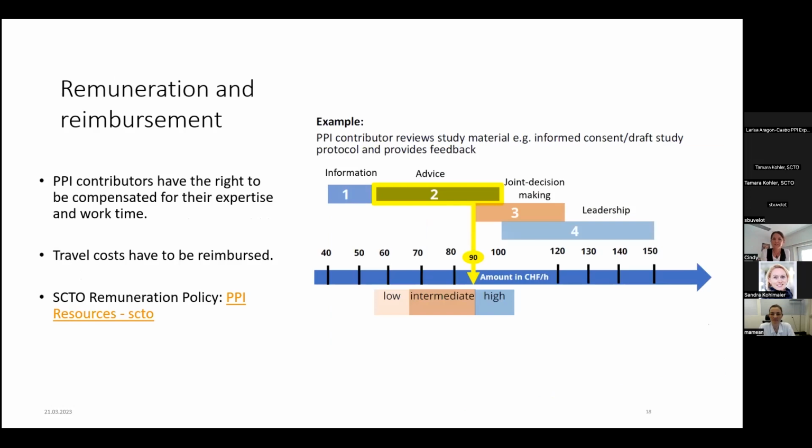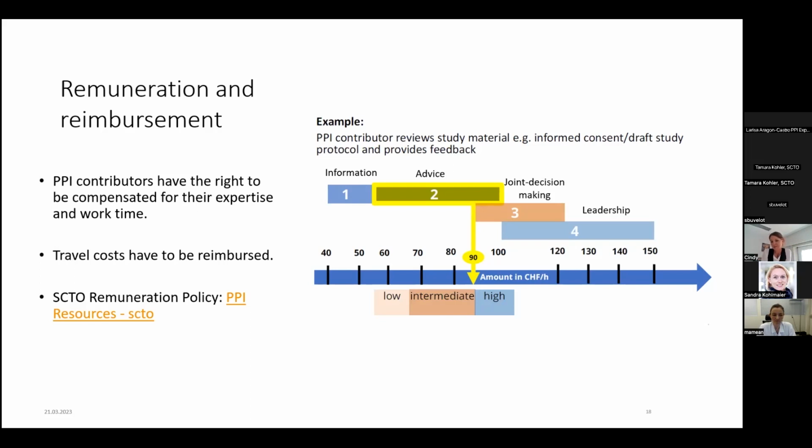Then one important point where we generally have a lot of questions is the remuneration and reimbursement. As Tamara said, we know now that PPI contributors have the right to be compensated for their experience, but also for their work time. And travel costs also have to be reimbursed. And this is all explained, as was said before, in the SCTO remuneration policy. And here you just have an example of how to set the amount that has to be paid.